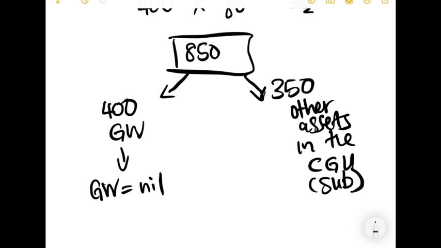The way we're going to allocate that 350 is on a pro rata basis, looking at the underlying assets, and we would prorate that 350 to each of the underlying assets. That is how we would impair our goodwill when there is NCI that has been measured at the proportionate share of the identifiable assets. Also remember that this impairment, of course, will be attributed between both the parent and the subsidiary.